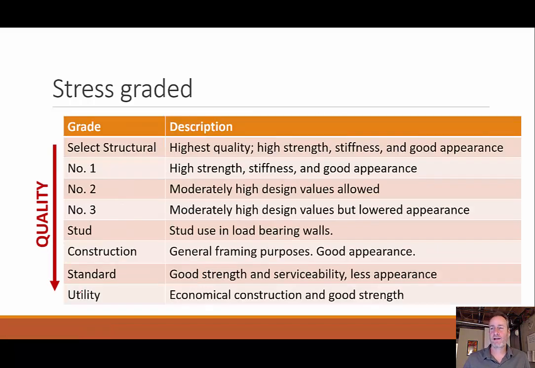So our other one is stress graded. Once again, this is a visual inspection, and we're talking about our strength for structural uses. Moving from top to bottom, select structural is our highest quality, highest strength. There are not a lot of knots or twists or anything like that, right? And then I move down to a number 1, and then a number 2, and a number 3. Below number 3, a stud, a common stud used in load-bearing walls, versus a construction, more of a general purpose. Standard and utility is your very low-end quality as far as the structural integrity of your wood.